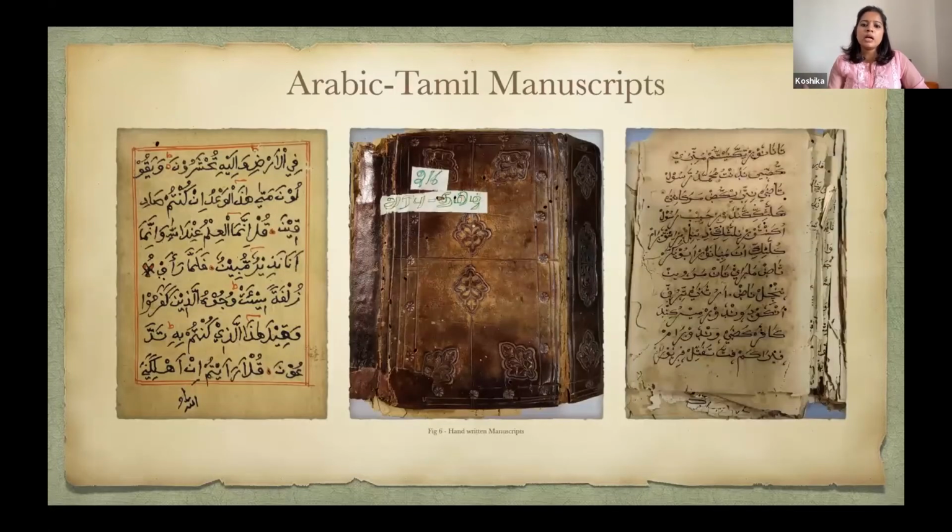So this is an Arabic Tamil manuscript I got from Muhammad Public Library in Triplicane. I know Tamil, but I'm not familiar with Arabic, so I'm not sure what is written here. These are the handwritten manuscripts I found in Muhammad Public Library in Triplicane.